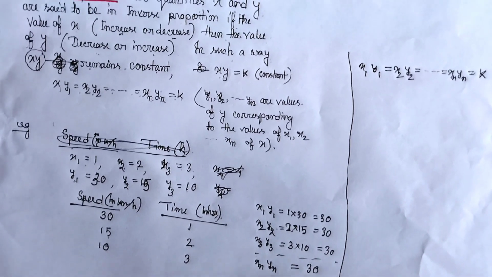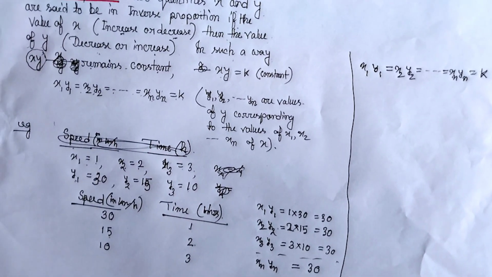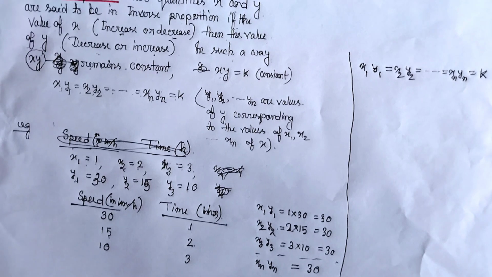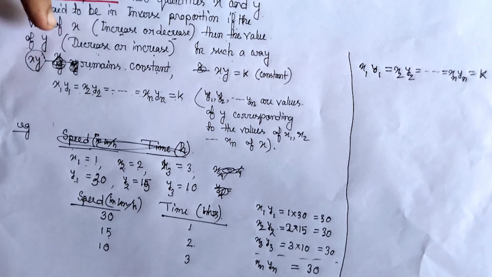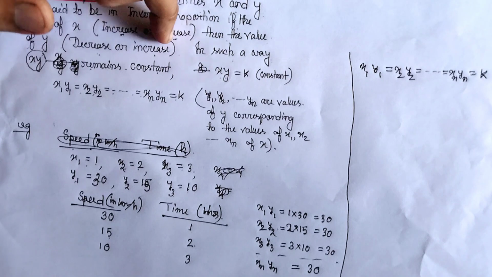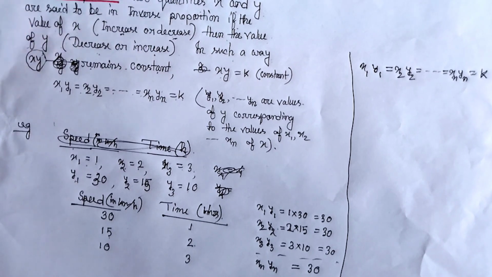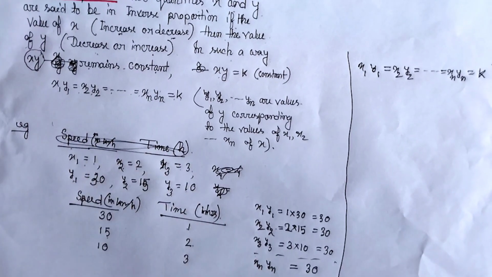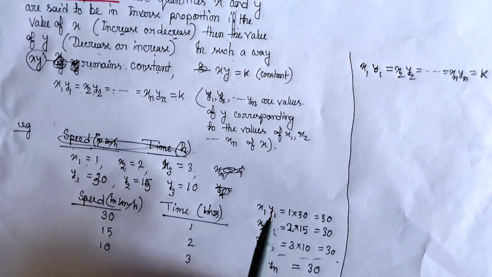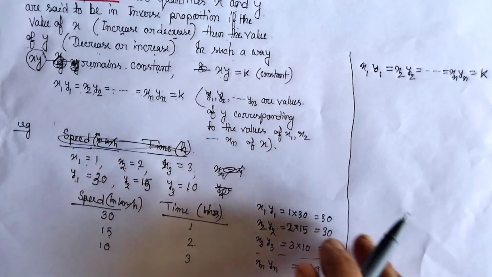So inverse means if one quantity increases, then the other decreases. Again, suppose one quantity decreases, then the other increases. That means opposite. So their product will be the same, that means constant.